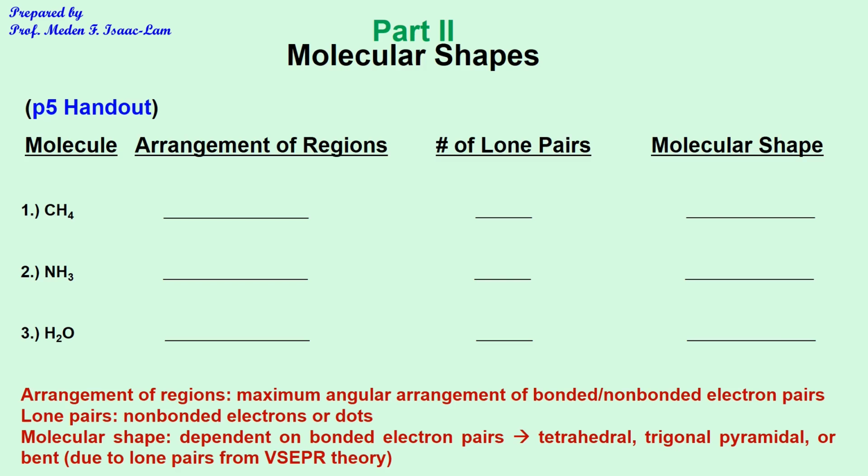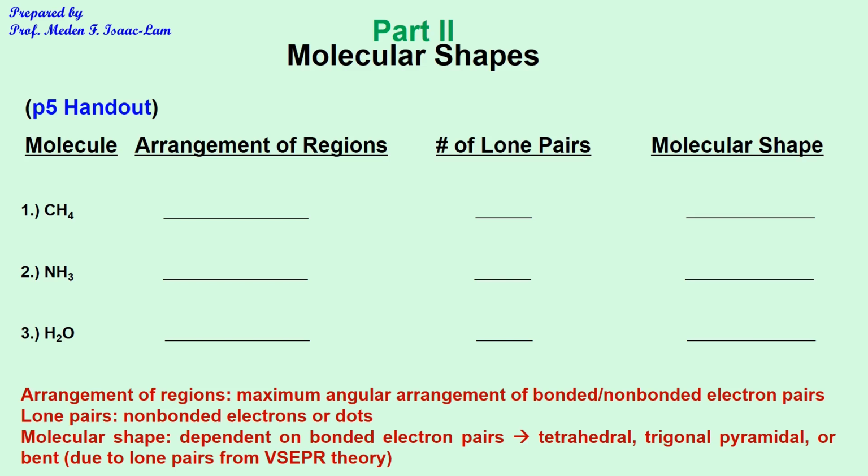So let's do CH4. For the arrangement of regions, the maximum angle that the H's will form around the carbon will be 109.5. It's not 90 degrees. So for this case, the arrangement of regions will be tetrahedral. Tetrahedral, you will have 4, either bonded or non-bonded.